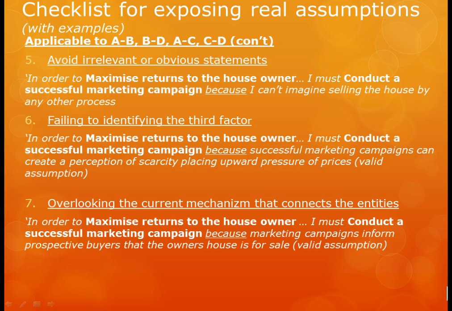And the final one, item 7, is when we overlook the current mechanism that connects the two entities. Again, using the A and B entities, my because is because marketing campaigns inform prospective buyers that the owner's house is for sale. That's the current mechanism that the marketing campaign uses to inform the market that the owner's house is indeed for sale, and therefore this is an example of a valid assumption.